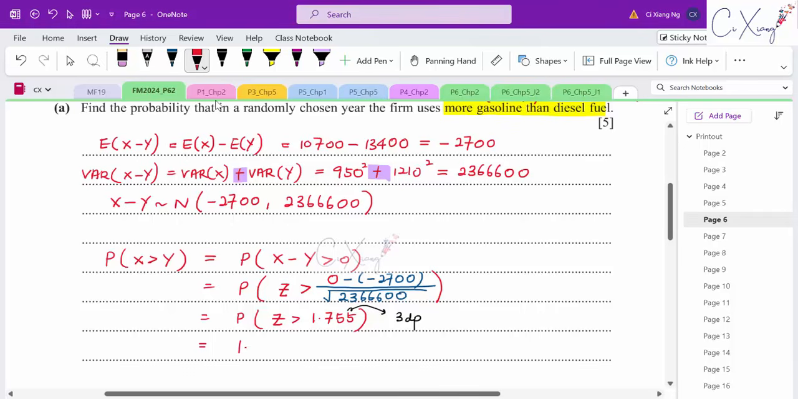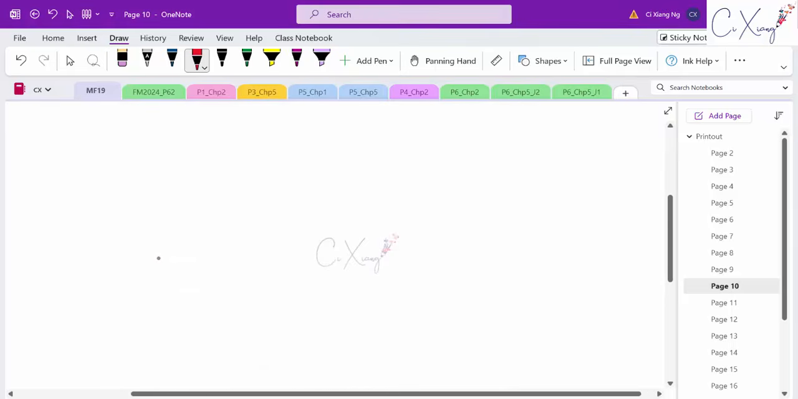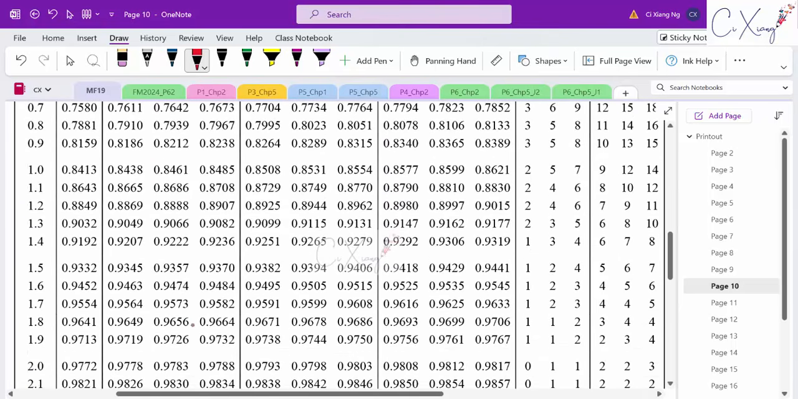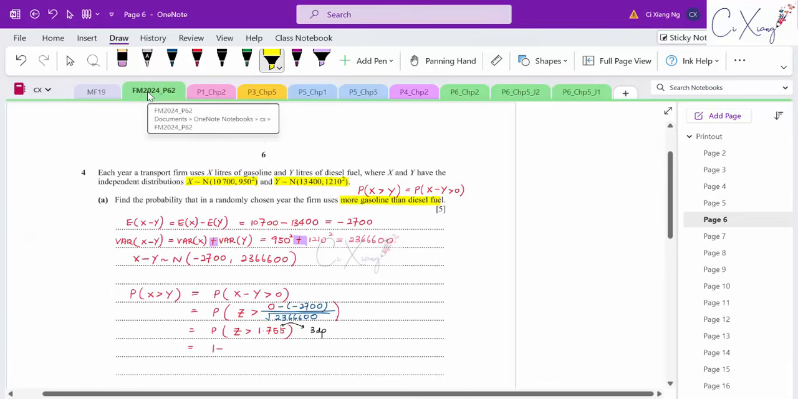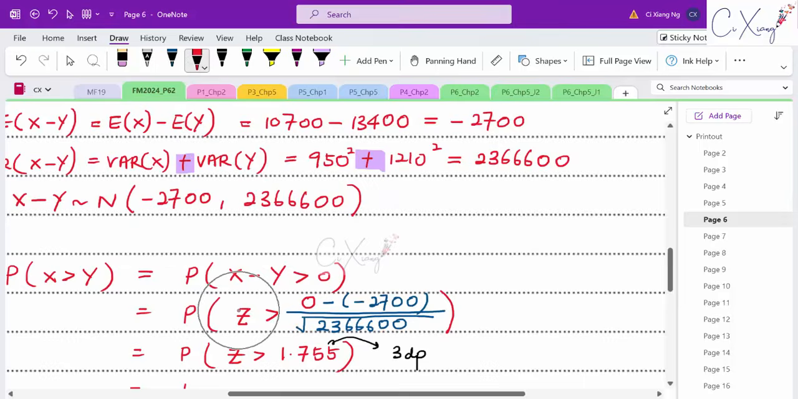Okay, so the table provides us with all the values of z smaller than, but we are looking for z greater than, so I have to take 1 minus. Look for 1.755. 1.75 is this one from the top, and then the other 5 is this one, which is a 4. That means we need to add a 4 at the last digit of this number, and by right you should get the answer 0.9603. So I put it inside here.